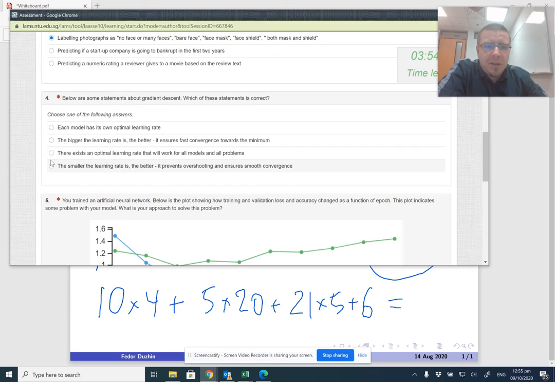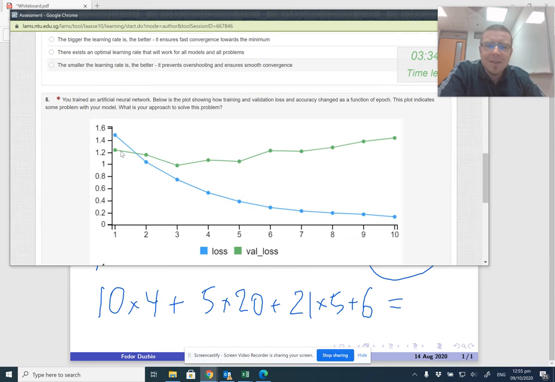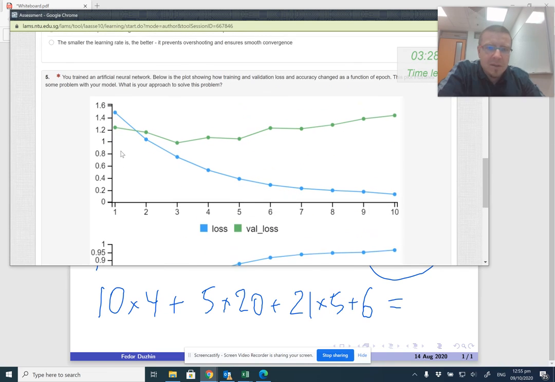For question 4, everyone answered correctly, so I'm not going to spend time on this. This is exactly the same question as was in lecture quizzes, so I guess that's why it is not challenging. The correct answer is that each model has its own optimal learning rate. And number 5, somehow there were a lot of incorrect answers.